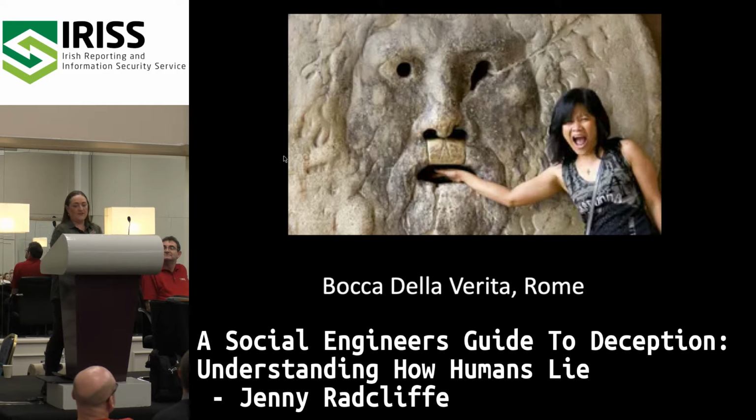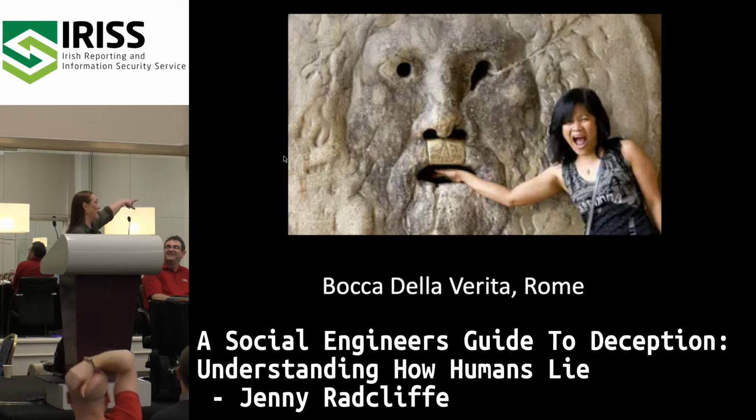We've got the Bocca della Verita in Rome, where someone who was accused of a lie was told to put their hand in the mouth. Now, if they were telling the truth, the hand came out intact. If they were lying, they'd lose some fingers. It probably doesn't take a genius to work out that there was someone standing behind the Bocca della Verita with a big sword. You see, lie detection is a political thing a lot of the time.